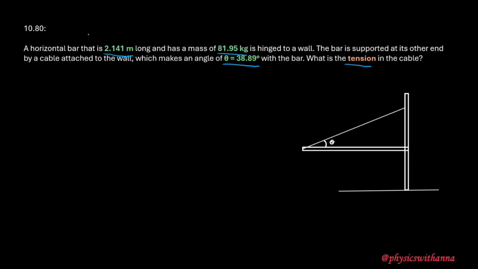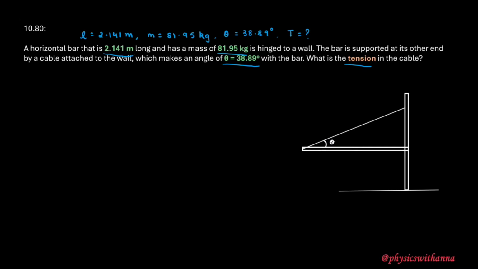So here in this question, you have a horizontal bar that has a length L of 2.141 meter. Mass of the bar is 81.95 kilogram and it is supported with the help of a cable that is making an angle of theta equals 38.89 degree with the bar, and we need to find the tension in the cable.